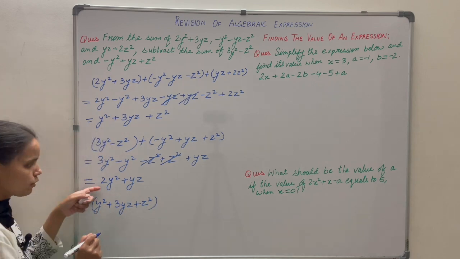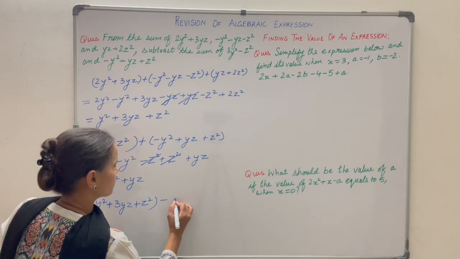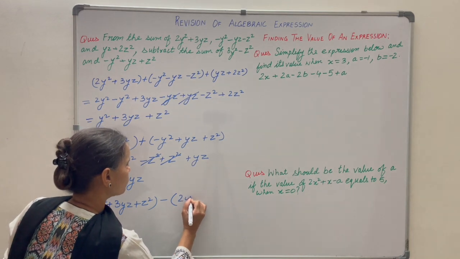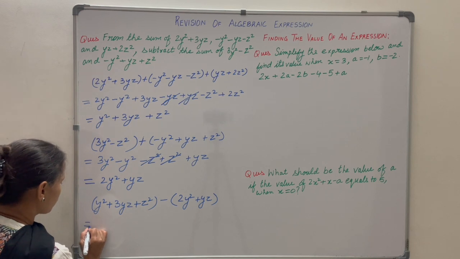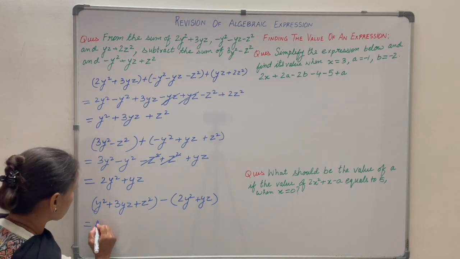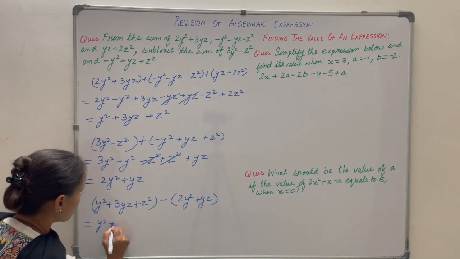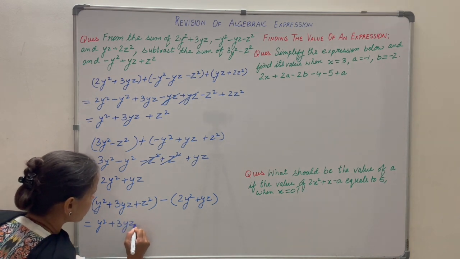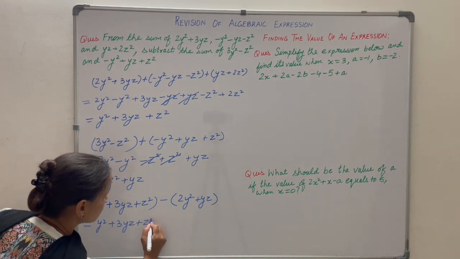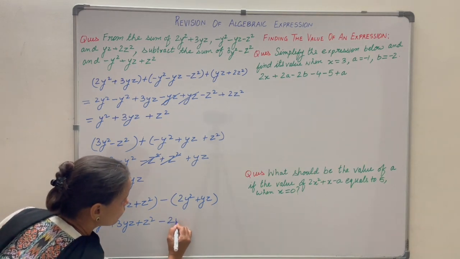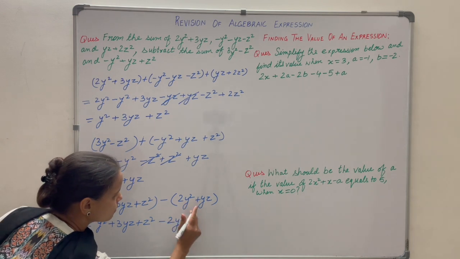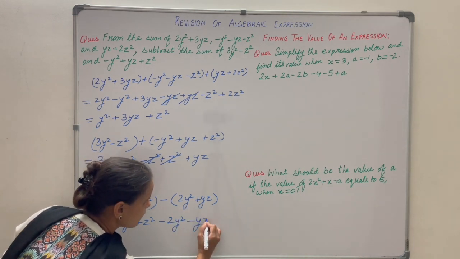From this expression you have to subtract this, that is 2y square plus yz. So here we will copy this expression as it is. This is y square plus 3yz plus z square. Minus into plus is minus 2y square. Minus into plus is minus yz.